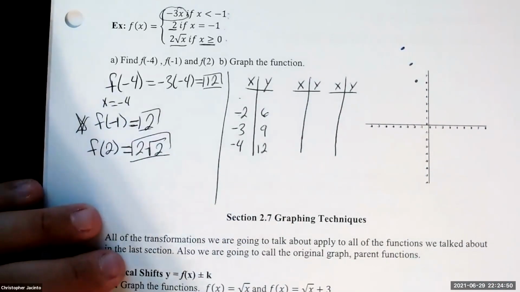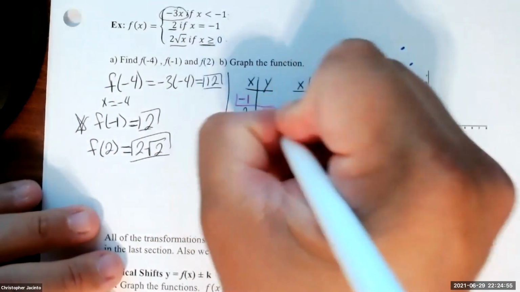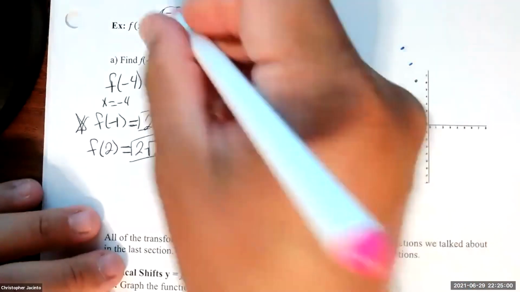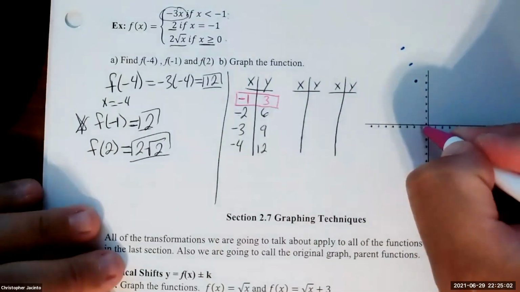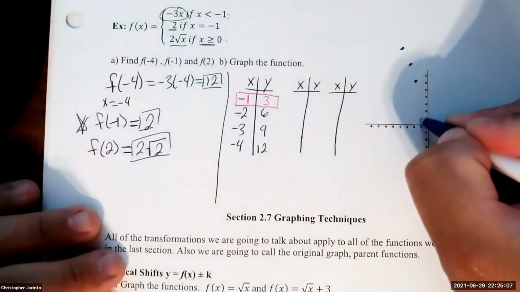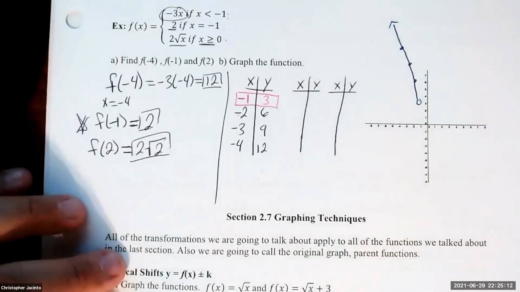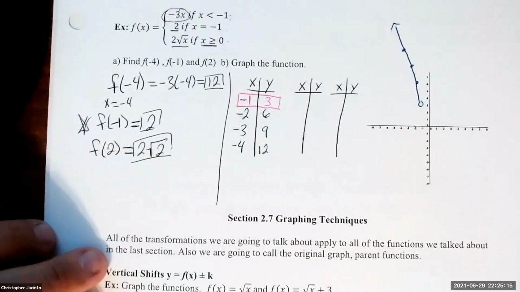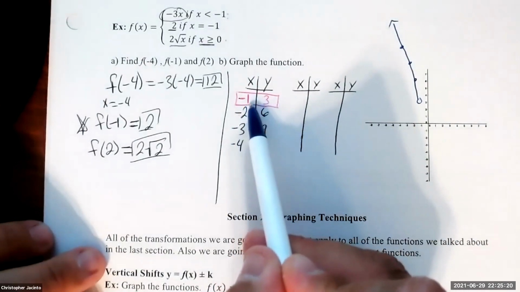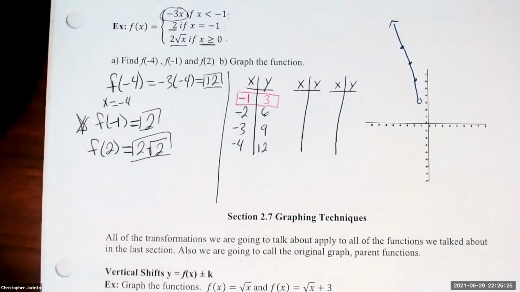Okay, and again, if -1 was possible, we would get out +3. So that means we'd have a hole right here, and then connect the dots accordingly, like that. Because the reason why we do this is because -1.5 works, -1.1 works, right? So all of those numbers in between here work. So we have to actually graph that as well.